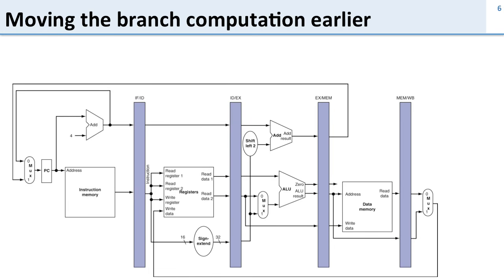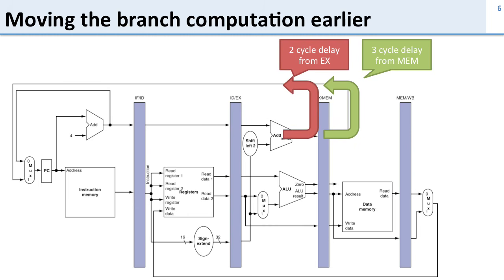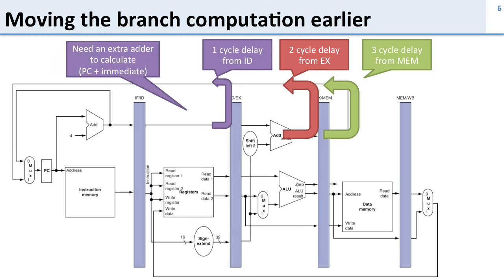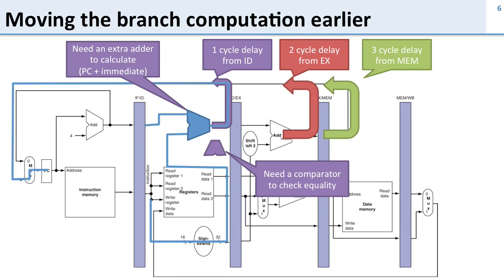We talked about ways to avoid this, and the first one was let's move the branch computation earlier. So when we had the branch over here in the mem stage, it took us 3 cycles. If we moved it forwards one to the EX stage, we could do it in 2 cycles, and of course if we move it even further into the instruction decode, we could do it in 1 cycle. And we talked about how to do this. We need to put in some extra hardware. So we need an extra adder to calculate the new address. We need an extra comparator to check and see if the registers are equal to see if we should do the branch. But when we put that in, we can now do everything in just 1 cycle.